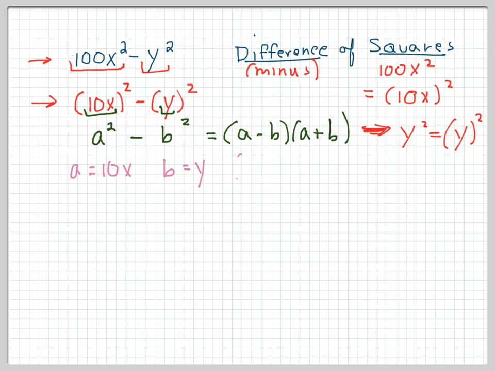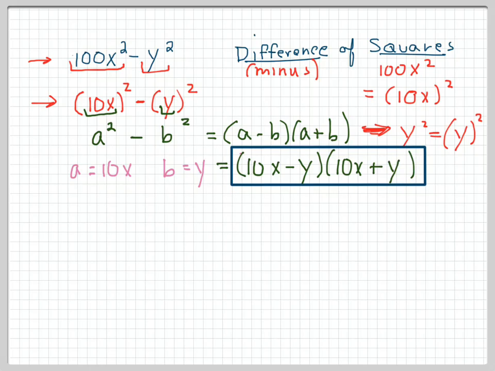I am going to erase that and just continue down with the green because it isn't equivalent to this pink. What I get when I use the model is a, which is 10x, minus b, which is y, times a, which is 10x, plus b, which is y. And so there is the solution, or the factorization I should say, to the original question, how does 10x squared minus y squared factor? It factors as 10x minus y times 10x plus y.